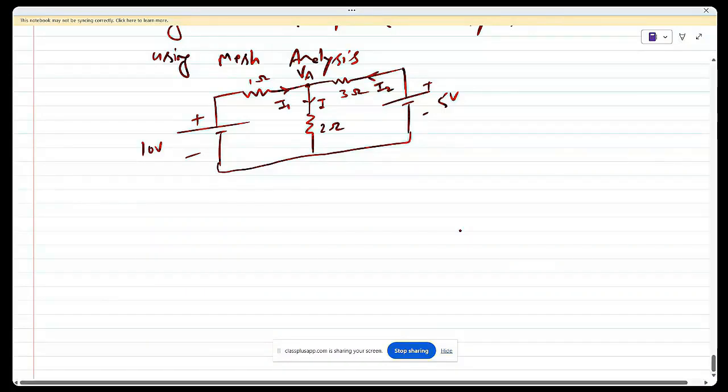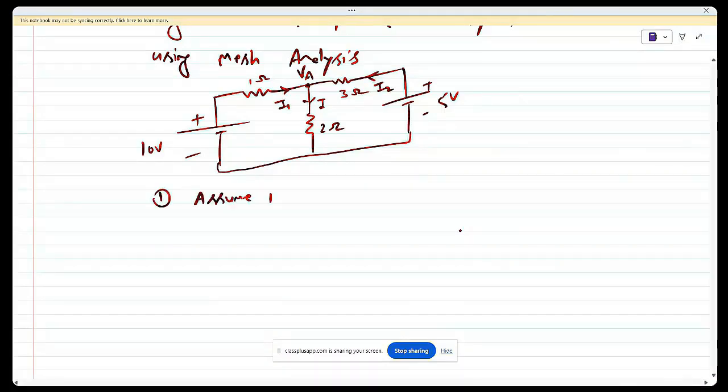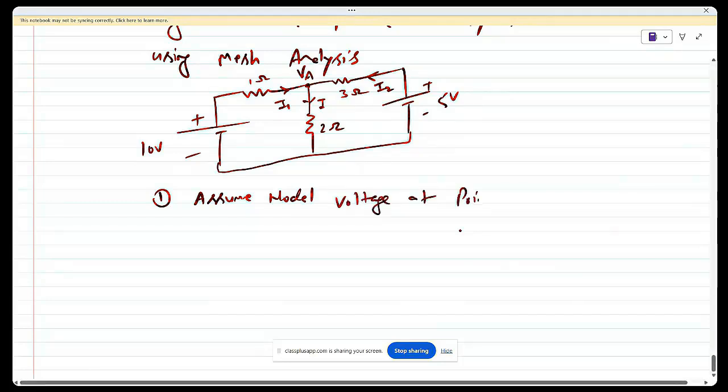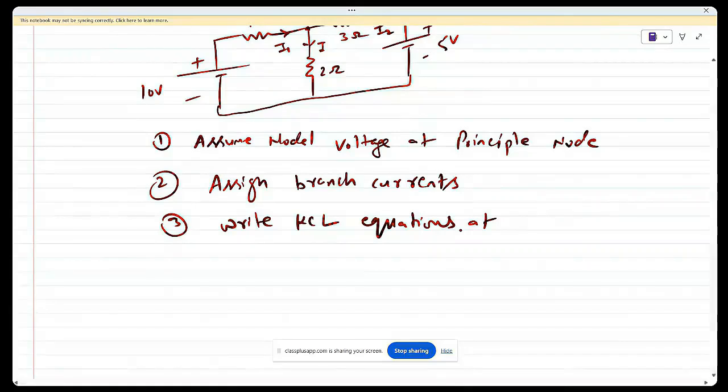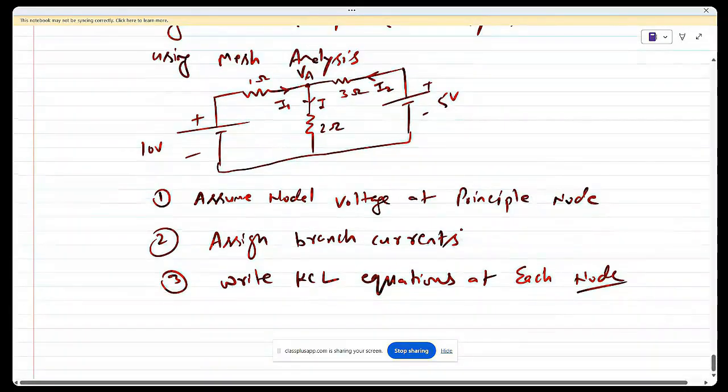So first step was assume nodal voltage at the principal node. This is step number 1. Step number 2, assign branch currents. Step number 3, write KCL equation at each node. Fortunately, in this question we have only one independent node, and the other node is the reference node, zero potential. So these are the 3 steps.